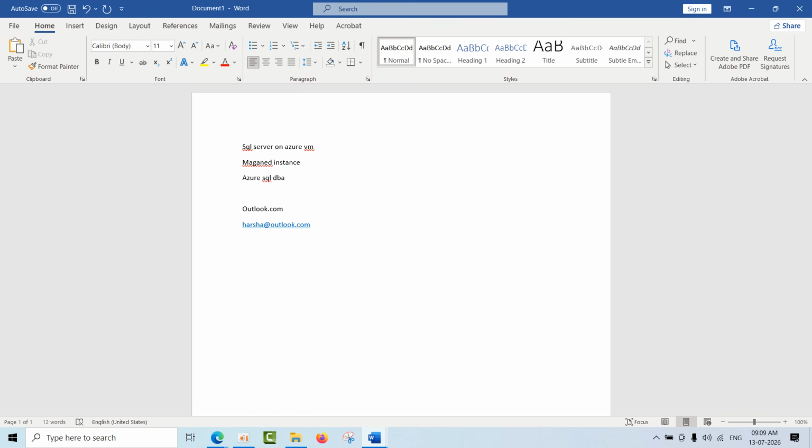Same way here, everything is on cloud only. So, depending upon what kind of services we are using, they are called for different purposes. In the cloud, mainly we have three types. One is IaaS, PaaS, and SaaS.